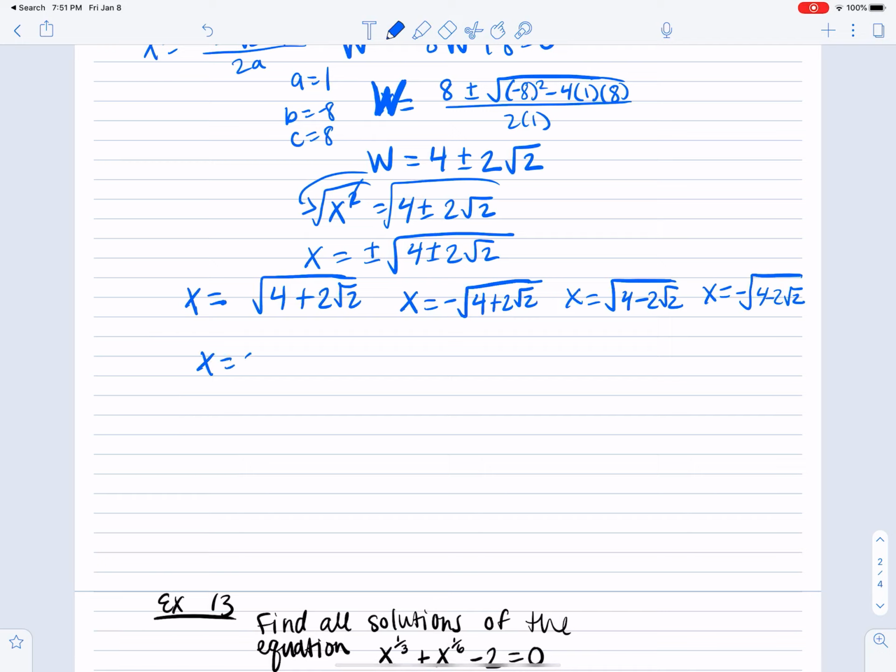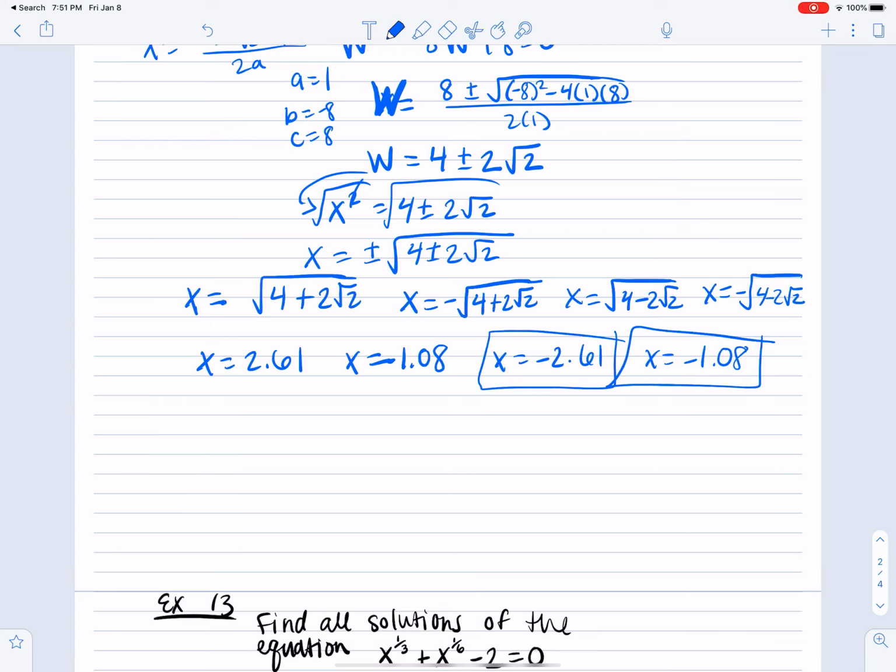You get x equals 2.61, x equals 1.08, x equals negative 2.61, and x equals negative 1.08. So plug that in, see if that works. Those are your 4 answers there.